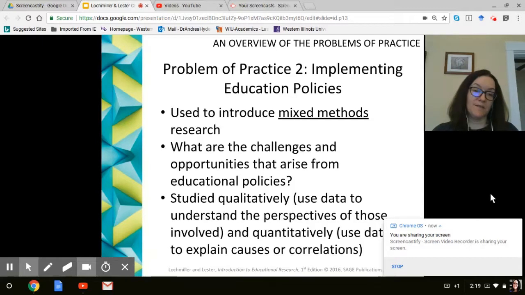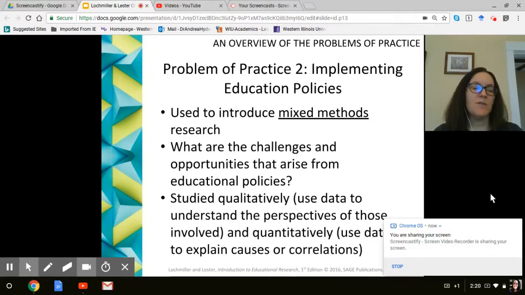Here's the second one. The problem of practice is called implementing educational policies. So we're handed down law from the federal government, which is interpreted through the state governments who write plans for all of the public schools in their states. And then these turn into particular policies. They're statewide policies or district policies. A lot of times they're connected to law, sometimes they're connected to grants, other times they're connected to community or local initiatives.